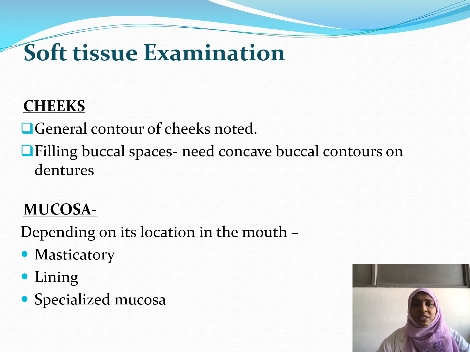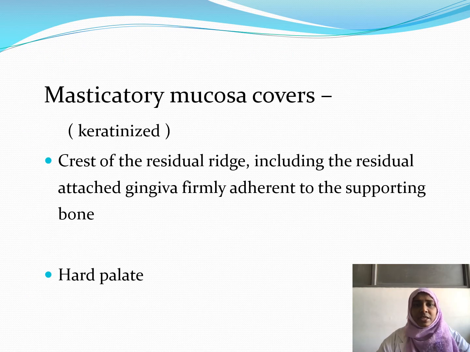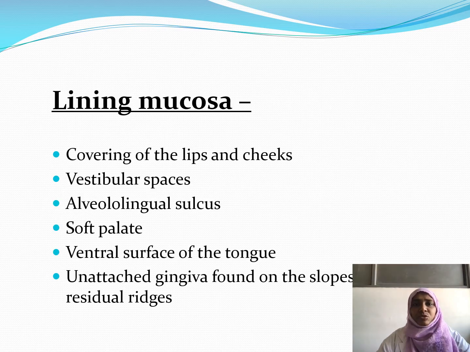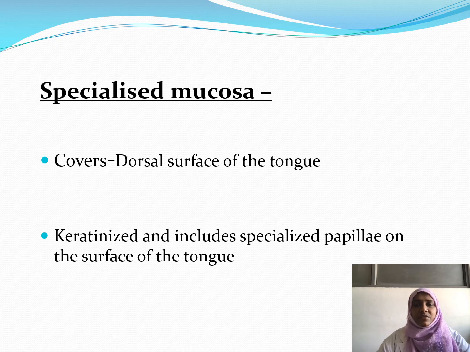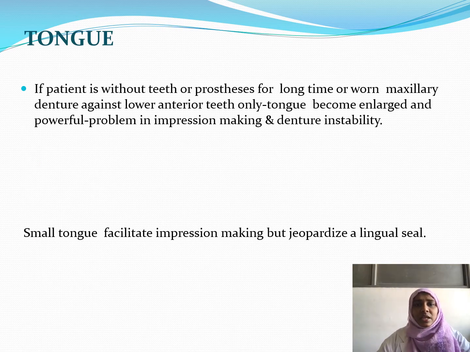See the general contour of the cheek, filling the buccal spaces, which needs the concave buccal contour of the denture. And mucosa is mainly masticatory, lining, and specialized mucosa. Masticatory mucosa covers the hard palate, crest of the residual ridge, including the residual attached gingiva, firmly adherent to the supporting bone. Lining mucosa covers the lips, vestibular spaces, alveolingual sulcus, soft palate, and ventral surface of the tongue. And specialized mucosa covers the dorsal surface of the tongue, keratinized, and includes specialized papillae on the surface of the tongue.